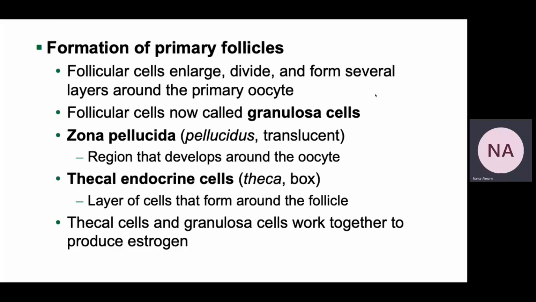Follicular cells will start to get bigger, will start to divide, and then will form several layers around the primary oocyte. The cells are called granulosa cells. Lucida is from the Latin word for translucent, so you have this translucent zone, the zona pellucida, that will develop around the oocyte.